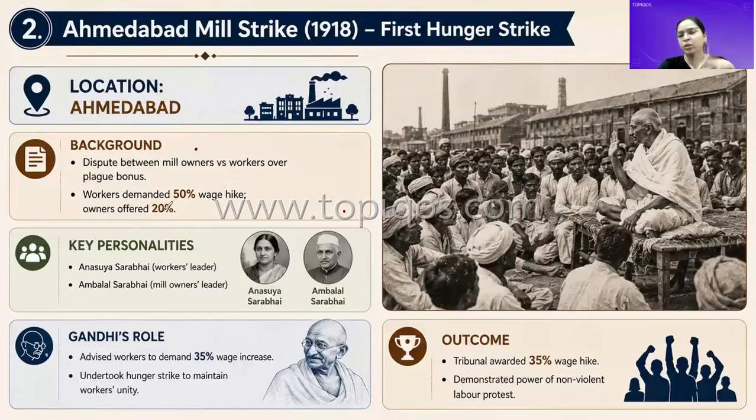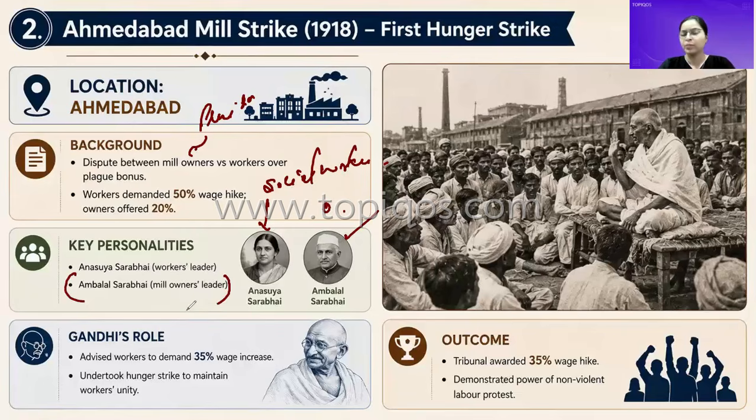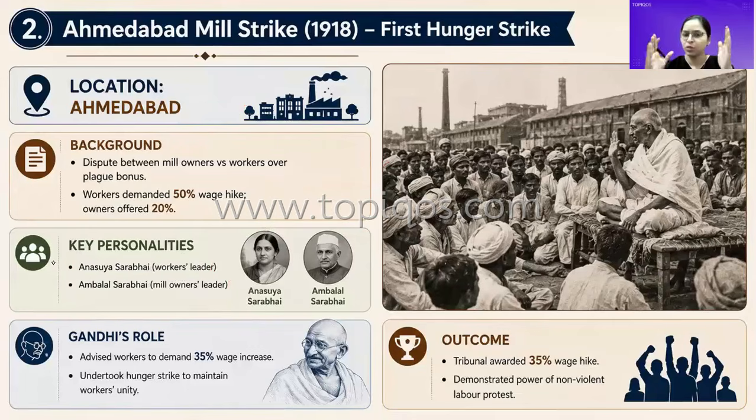Fine. Now, initially, the workers went to Anusuya Ben Sarabhai. Anusuya Ben Sarabhai was a social worker of Gujarat. Okay, so she was a social worker. So the mill workers went to Anusuya Ben Sarabhai. But the Mill Owners Association president was her own brother, Ambalal Sarabhai. Getting it? So Ambalal Sarabhai was the president of the mill owners. Okay, the mill owners' leader was Ambalal Sarabhai, and Anusuya Ben Sarabhai was the representative of the workers. Okay, so in the same house, brother and sister are fighting. Okay, so the brother is fighting for the mill owners because he is the president of the Mill Owners Association, and the sister is fighting for the mill workers.